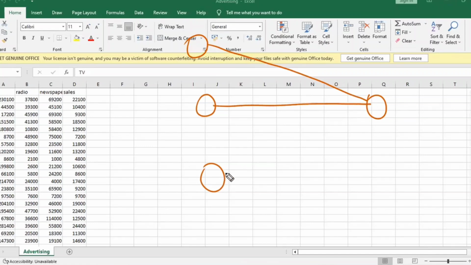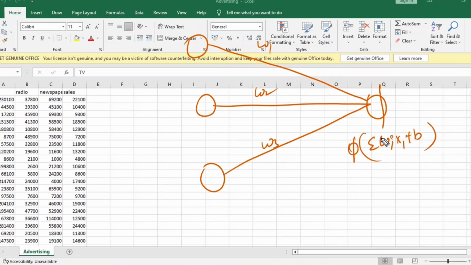W1, W2, W3. For this neuron, sigma Wi xi plus B, and the activation function is automatically ReLU. ReLU is the activation function. In the first step, it is going to do sigma Wi xi plus B. In the second step, it applies the activation function, which is nothing but ReLU.